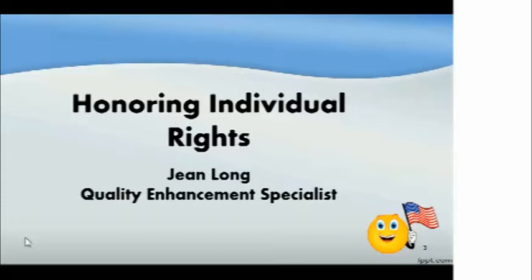The title of my project is Honoring Individual Rights, and we realize that people's rights should always be promoted and protected.